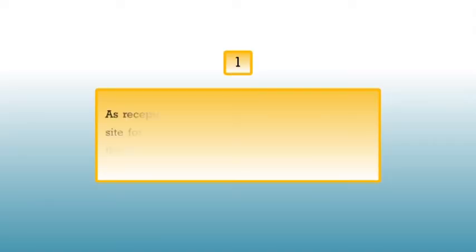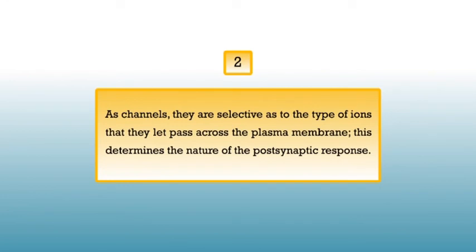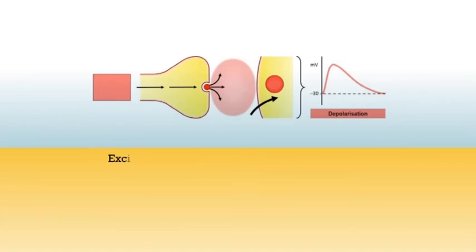Transmitter-gated ion channels differ from one another in several important ways. First, as receptors, they have a highly selective binding site for the neurotransmitter that is released from the presynaptic nerve terminal. Second, as channels, they are selective as to the type of ions that they let pass across the plasma membrane. This determines the nature of the postsynaptic response.